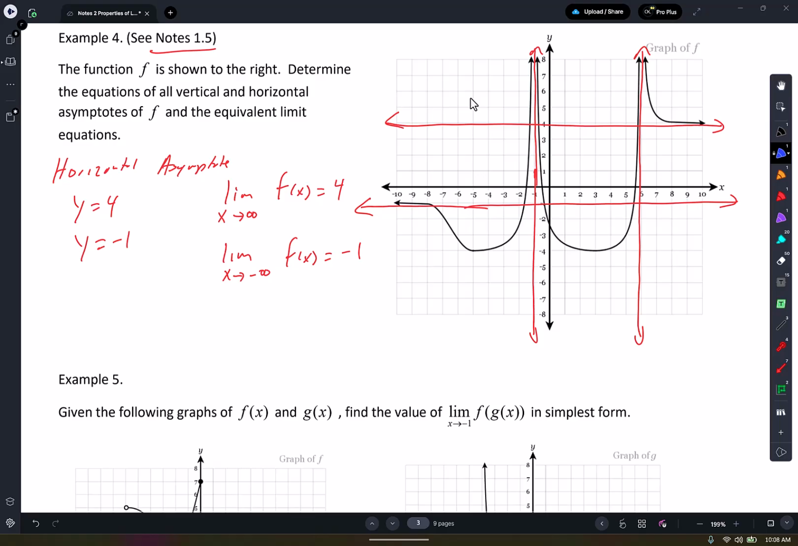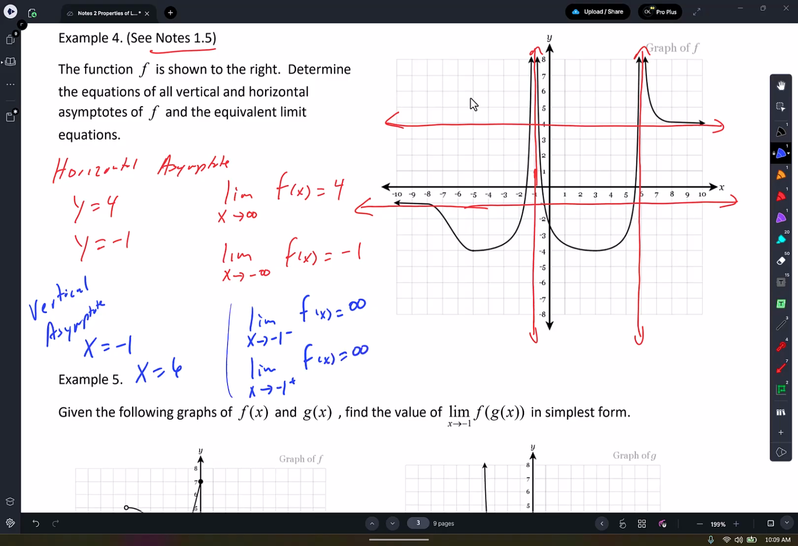Okay, I'm going to change colors. I'm going to write the word vertical asymptote. So let's see, I have one at negative 1, and I have another one at, is that 6? Here's how you're going to write it. The limit as x approaches negative 1 from the left of this function is equal to positive infinity. The limit as x approaches negative 1 from the right-hand side of this function is also equal to positive infinity. So that took care of the negative 1.